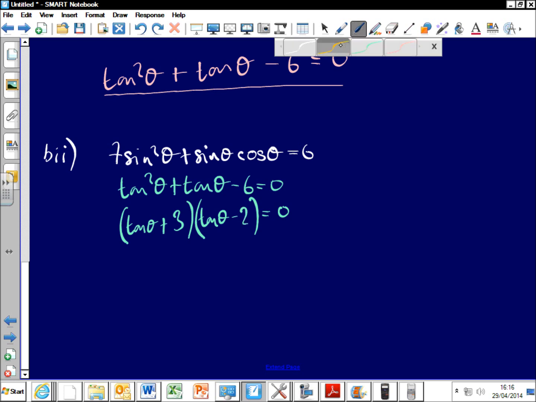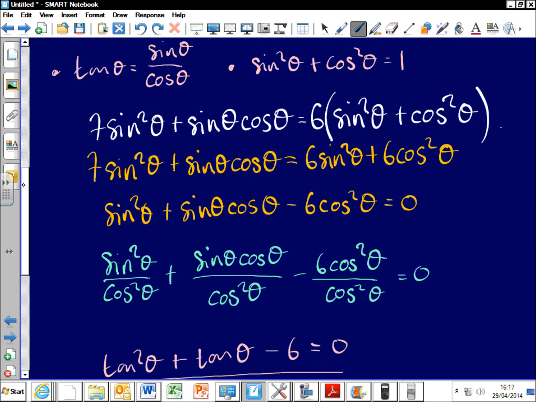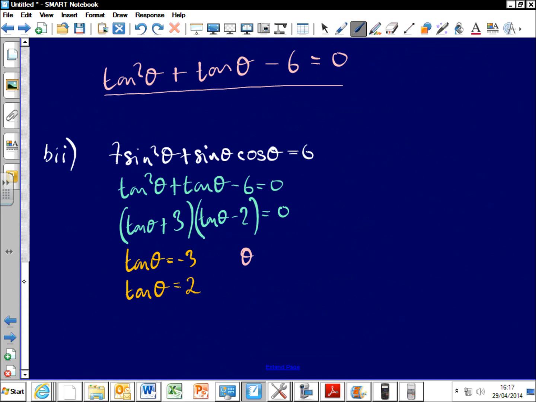So this thing is going to have solutions when tan theta equals minus 3 and when tan theta is equal to 2. Now, when tan theta equals minus 3, we've actually already got the solutions for it in the region 0 to 360. So I can just go ahead and write those down. The values of theta in that region are 108 and 288.